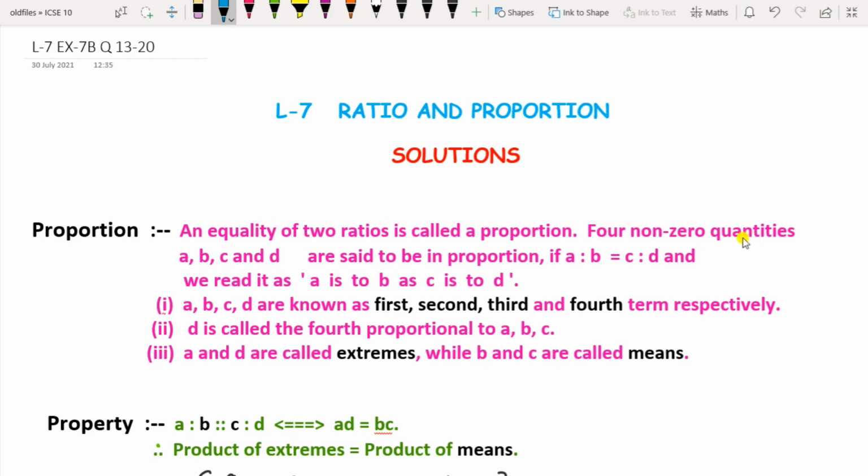Four non-zero quantities A, B, C, D are said to be in proportion if A is to B equal to C is to D, and we read it as A is to B as C is to D. So this is a ratio and this is another ratio. These two ratios will be equal if all these four terms are proportional to each other. A is called the first term, B the second term, C the third term and D the fourth term respectively. Here D is called the fourth proportional to A, B, C, and A and D are called the extremes, where B and C, the middle two terms, are called the means.